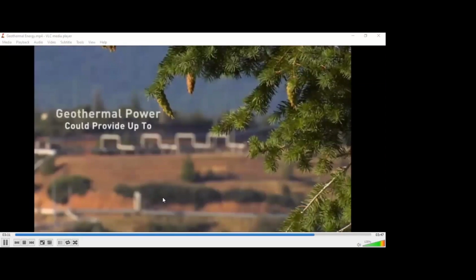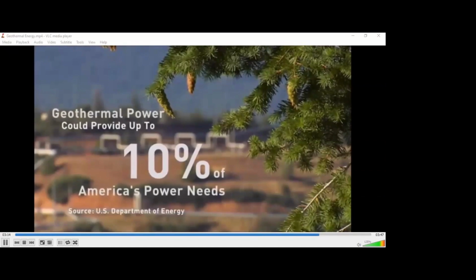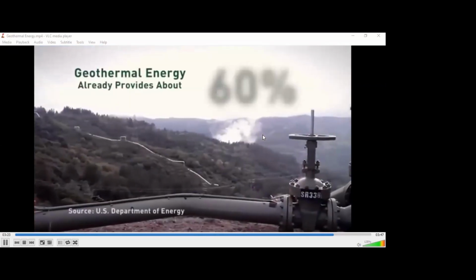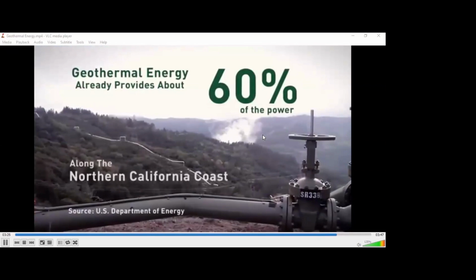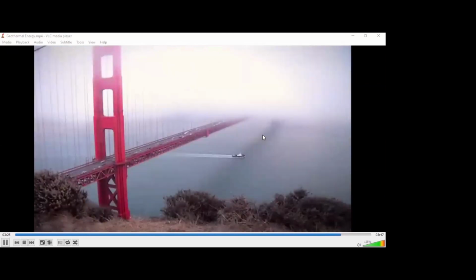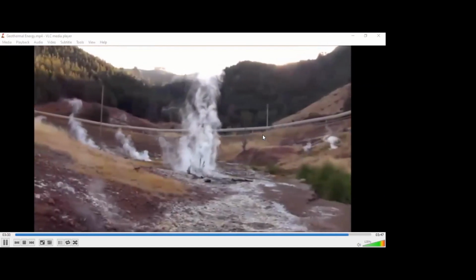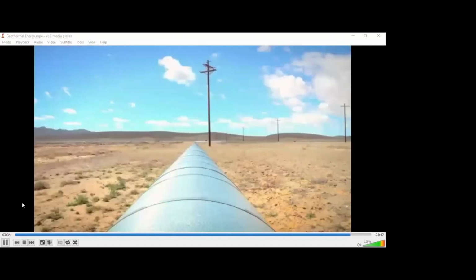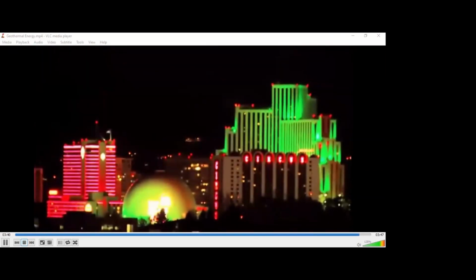The U.S. Geological Survey estimates that untapped geothermal resources in the United States, if developed, could supply the equivalent of 10% of today's energy needs and cut our dependence on fossil fuels. In fact, electricity generated by geothermal energy already provides about 60% of the power along the Northern California coast, from the Golden Gate Bridge to the Oregon state line. Geothermal energy, helping to push America toward energy independence and a clean, renewable way to meet our growing energy demands.